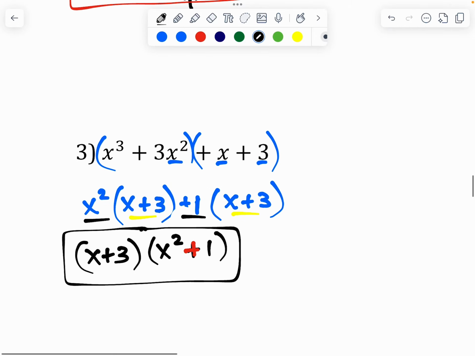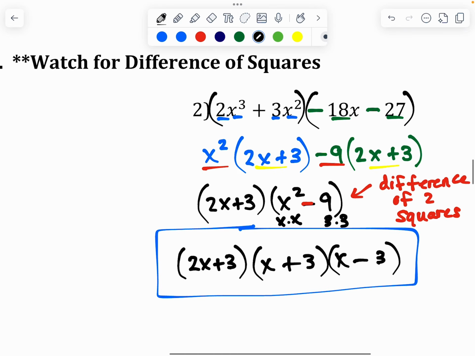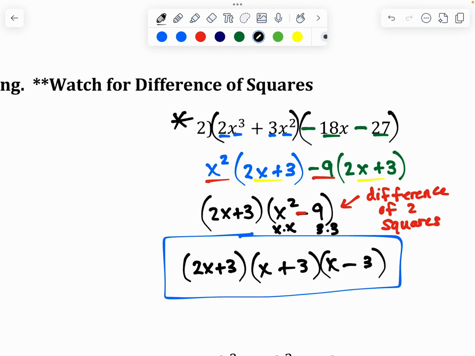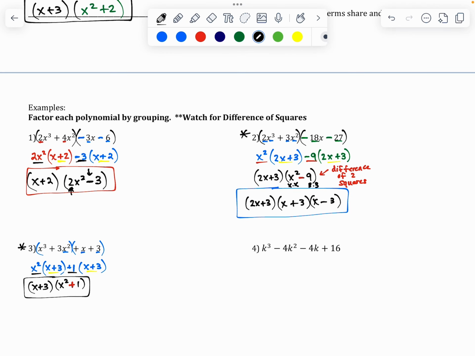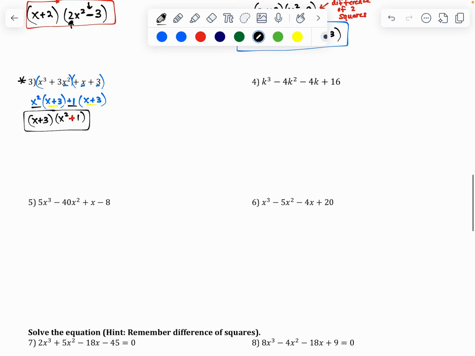Okay, so that one, pay attention to. This one, pay attention to because we have the difference of two squares. Okay, all right, now we're going to go down to a couple on the bottom. So you can try 4, 5, and 6. You can go through those and try them.